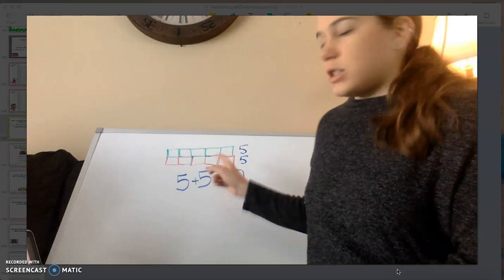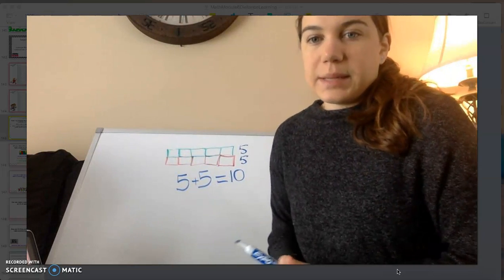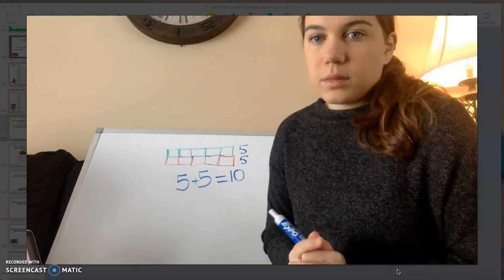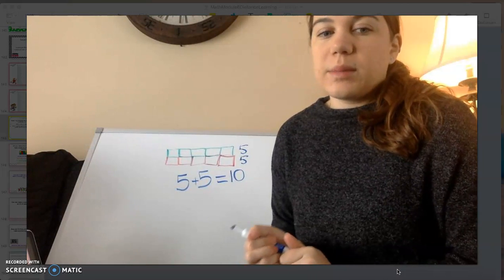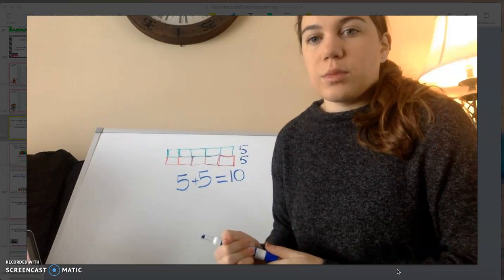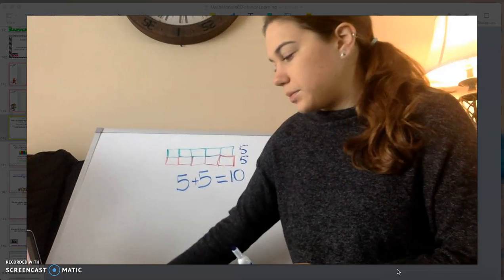What do you notice about this shape? What shape is it? Good, it's a rectangle. Today we're going to be working on trying to make our arrays look more like squares.